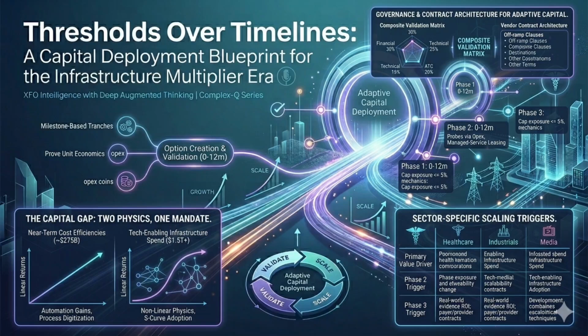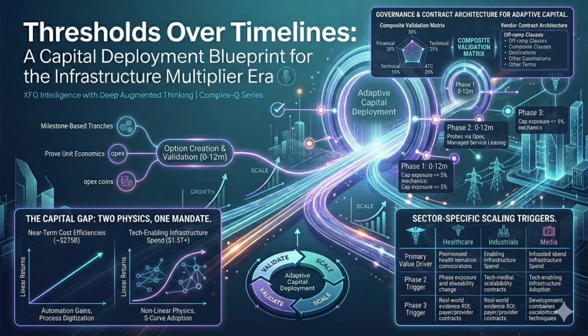Phase 3, multiplier capture, 24 to 36 plus months. Lock in scale advantage when threshold scores hit 0.88 out of 100 for 2 quarters. Heavy capex, M&A, exclusivity agreements follow. Keep a 12 to 15% option reserve for rapid scaling.